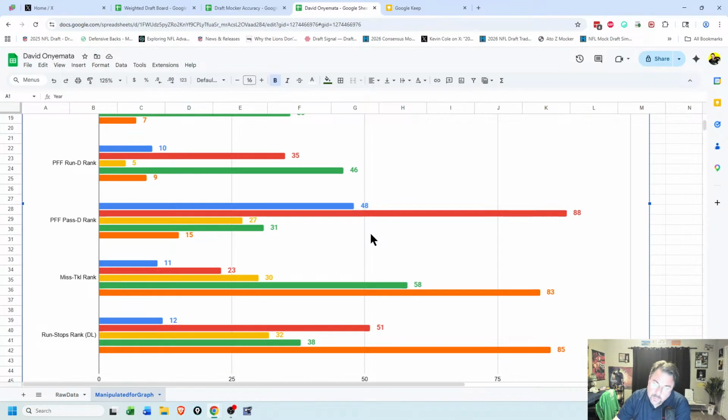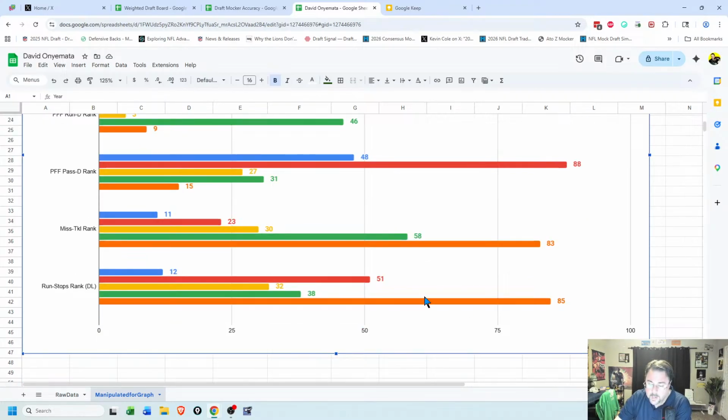But what about his pass defense? Well, he's not so great there. He's basically a run stuffer, as you can see, 48, 88, 27, 31. He's not terrible. He was top 15 once. So he's not exactly Dexter Lawrence over here. Missed tackle rank, getting better every year. He was 83rd in 2021, 58th in 2022, 30th in 2023. Then he was top 25 in 2024, and then he was top 11 in 2025. So in terms of missed tackles, he's getting better every year. And then as far as run stops, again, he had this outlier year, 85th in 2021, but then 38th, 32nd, 51st, and then 12th. So he did have a really nice year last year.